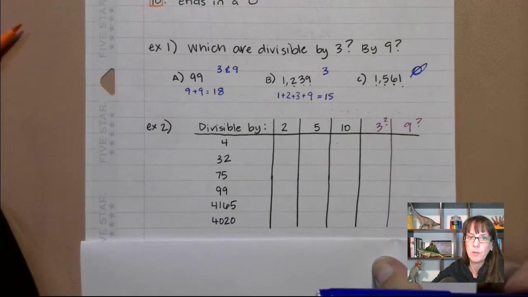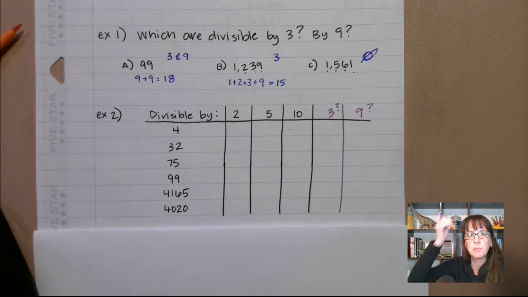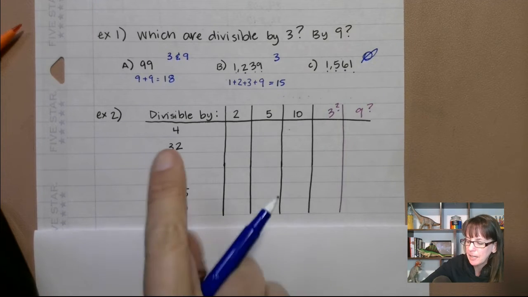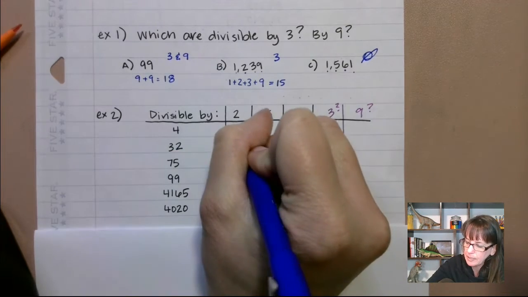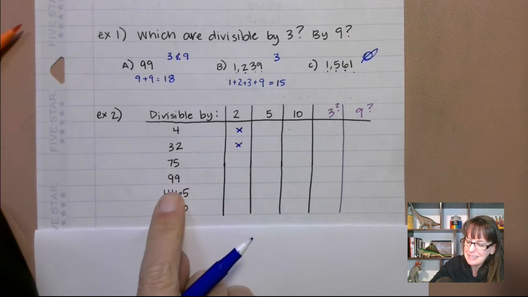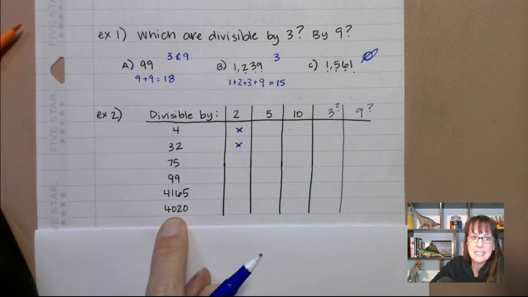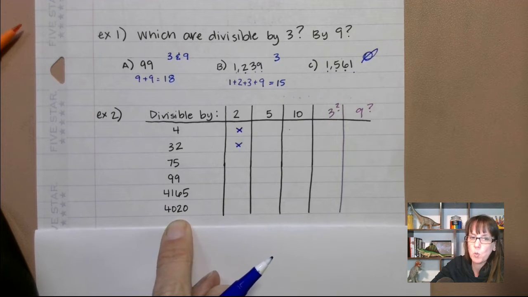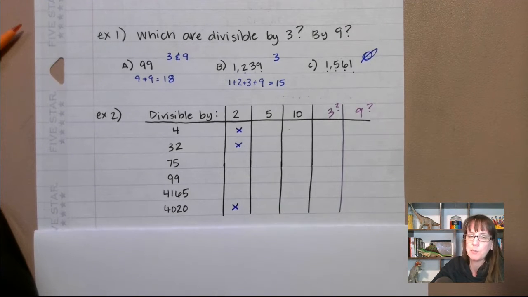All right, so now what we're going to do is take a look at this table here, and determine which are divisible by 2, 5, and 10, and then 3 and 9. I threw that in there because I think that's good practice. So remember, if something is divisible by 2, it ends in an even number. 4, 32, yep, those are even. 75 is not. 99 is not. 4,165 is not. 4,020 is. So that one would be divisible by 2.